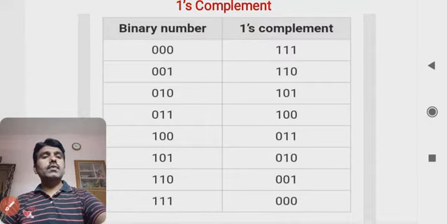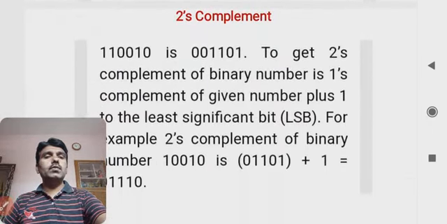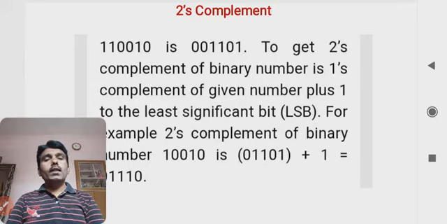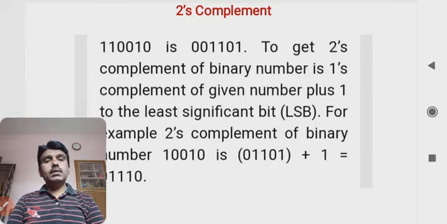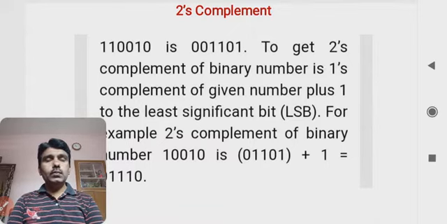Now with this one's complement, it is very easy to understand the two's complement. In one's complement, just inverting the bits gives you the one's complement. To get the two's complement, you first convert that number into its one's complement and then just add 1 to that inverted, or complemented, number.